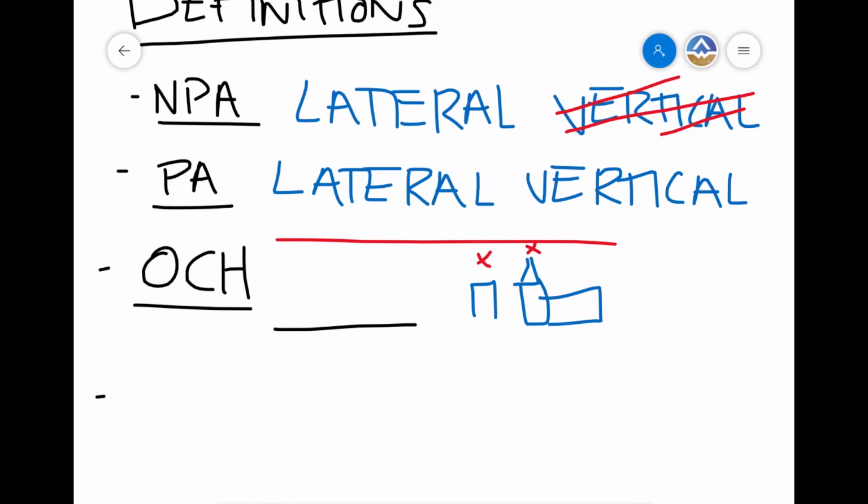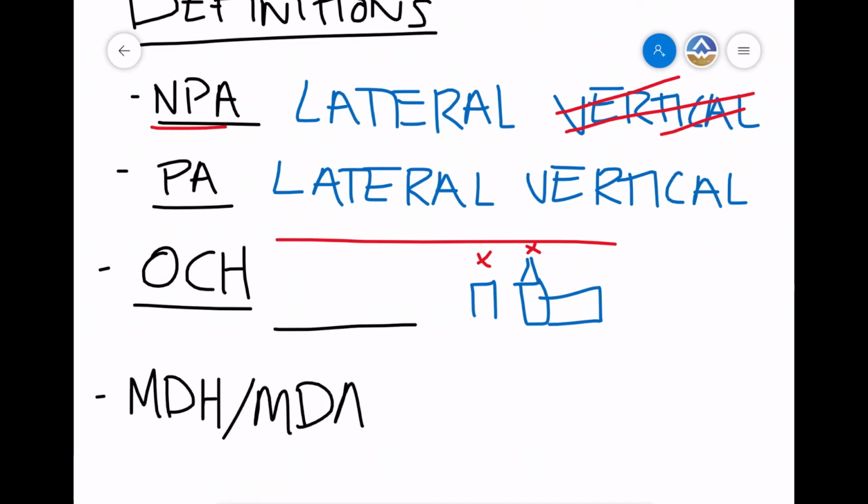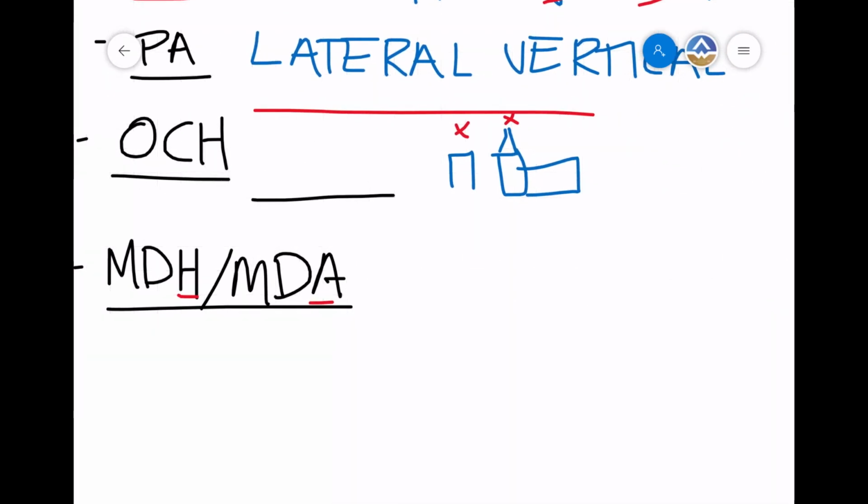Now, in conjunction with the non-precision approach, you've got what's called a minimum descent height or minimum descent altitude. And these are both the same concept. The only difference is one is height, one is altitude. And the minimum descent height or altitude is just the lowest altitude or lowest height you can descend to on a non-precision approach. And this is whilst you don't see the runway. As soon as you see the runway on the approach, you're able to actually go below this.